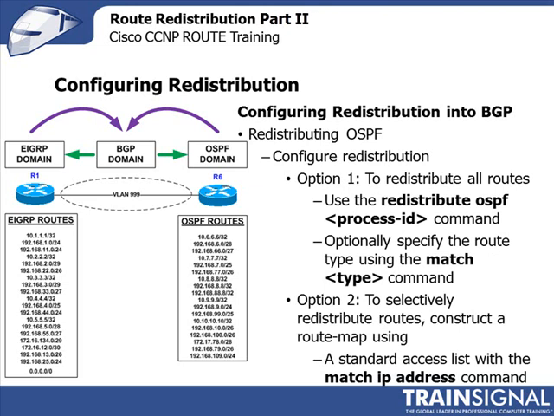OSPF, you have to make sure that you specify the process ID and the correct one. I should have mentioned that as well with the EIGRP autonomous system number. Make sure it's the correct number. You can also specify the type of route to import, internal, external, and so forth, using the match command. You can also, again, use the access list and route map combination to filter routes.